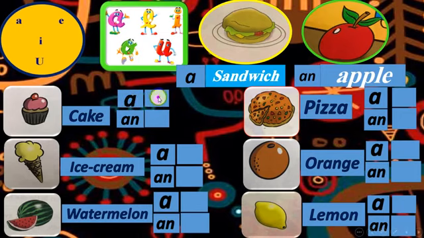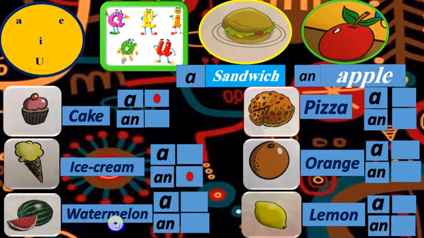Look for ice cream. Ice cream starts by letter I. Letter I is in the face. Yes, very good. Yes, miss, letter I is there. If the letter is in the face, what do we put? Yes, very good. We put an. Yes, put a tick on an.